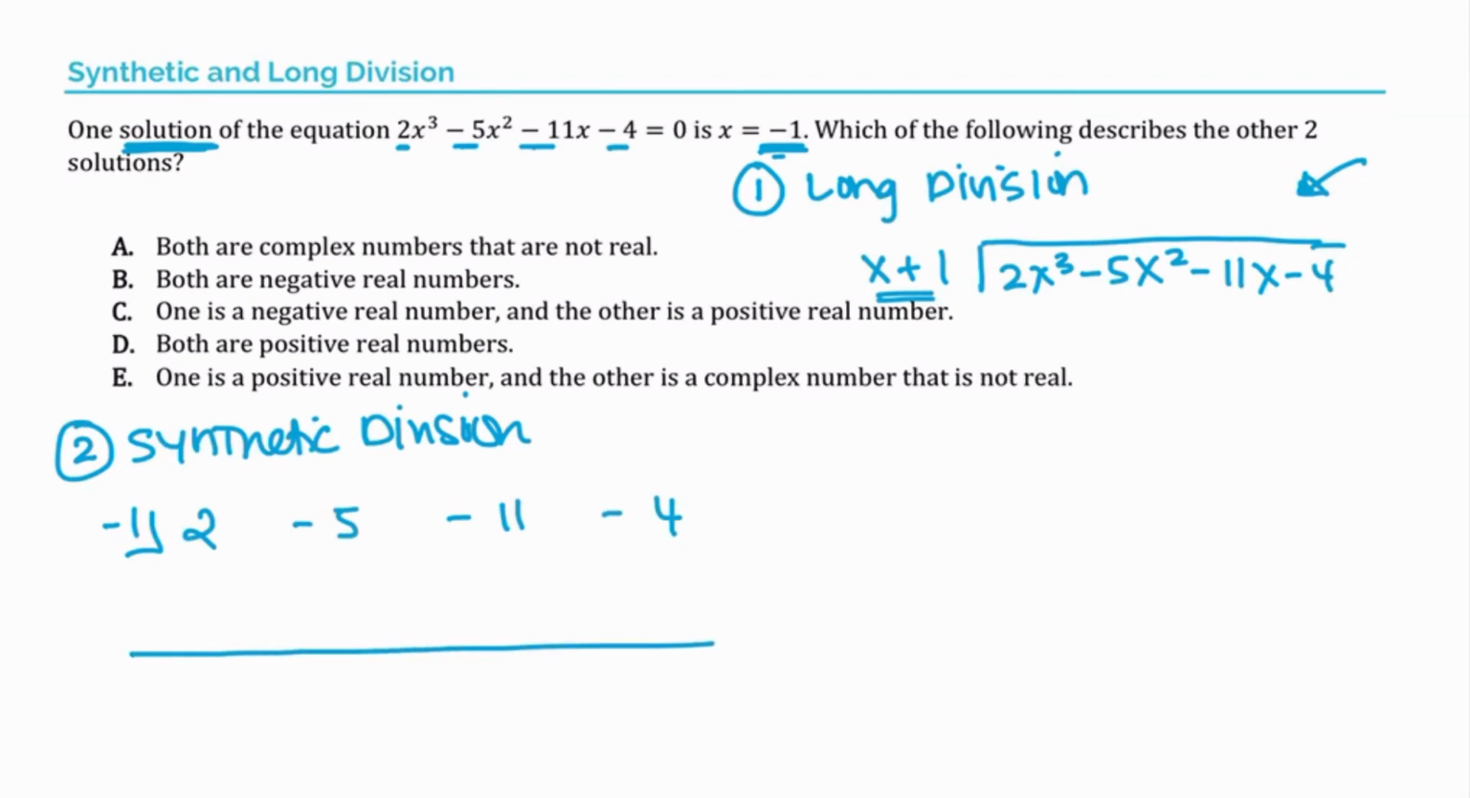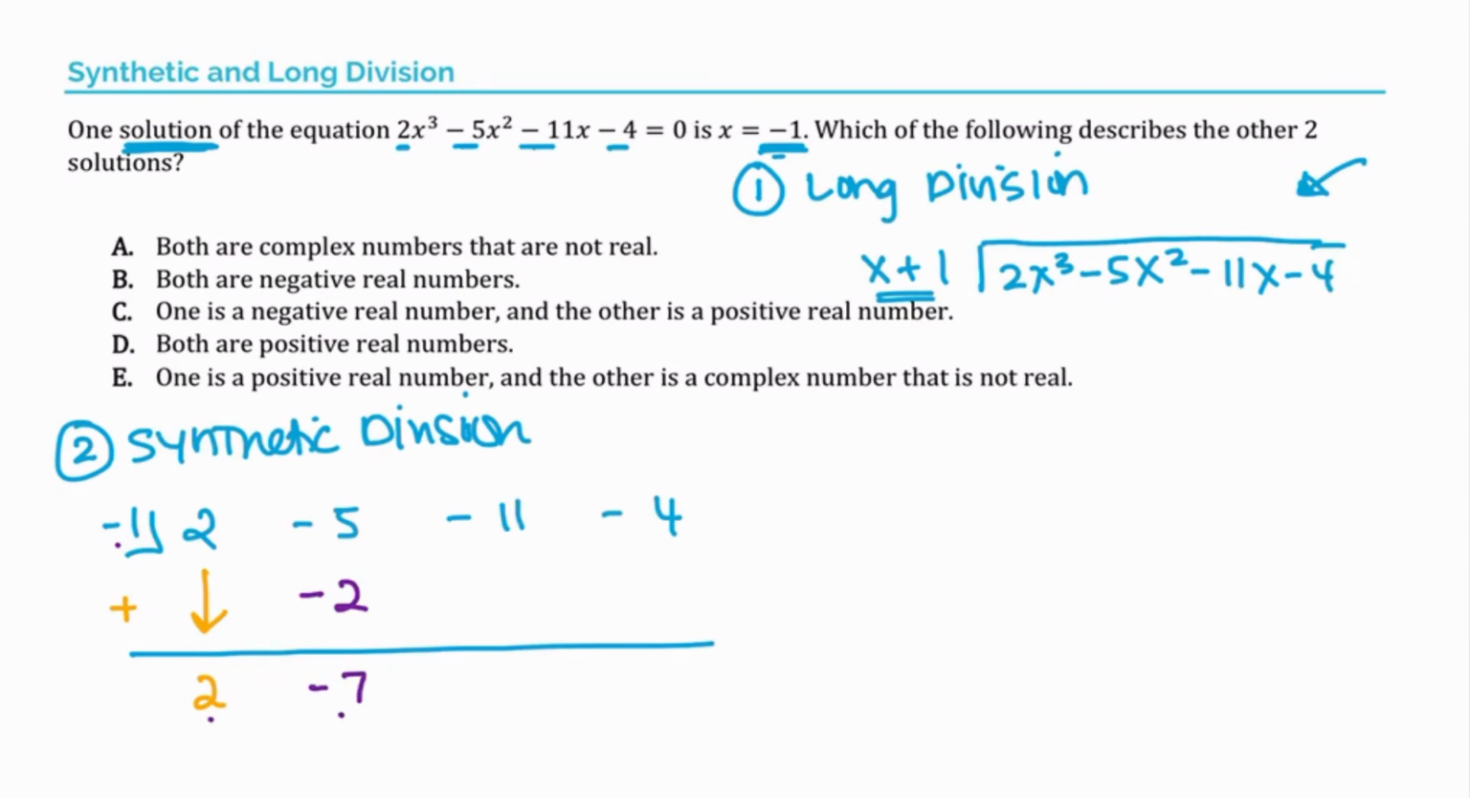Now, when we go through synthetic division, the steps are a little bit different. First, we're going to add instead of subtract, and we're going to start by carrying down that first value of 2. Then what do I do? I go 2 times negative 1 is negative 2. Negative 5 plus negative 2 is negative 7.